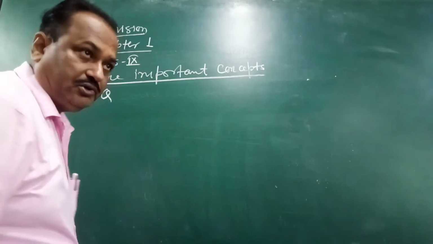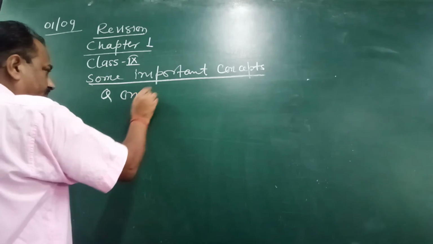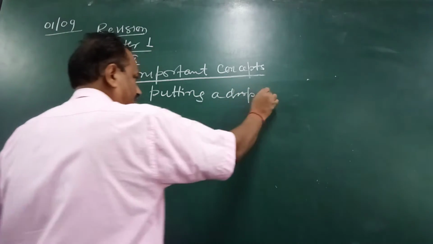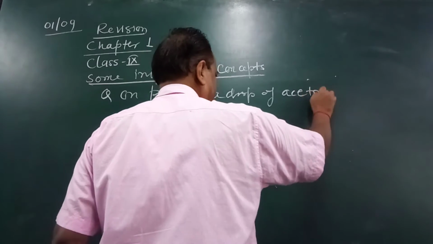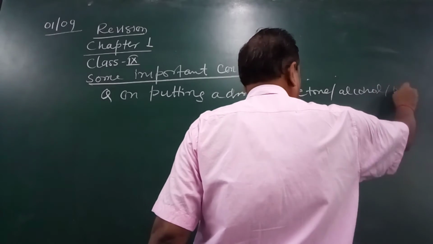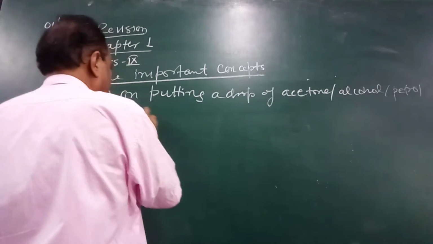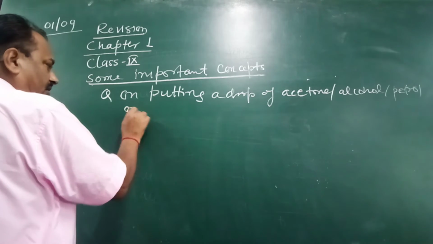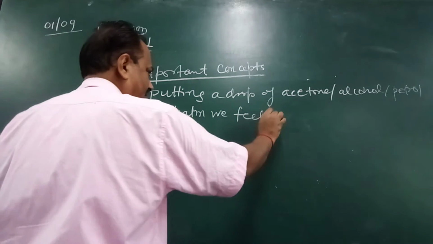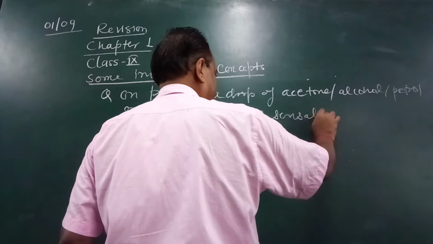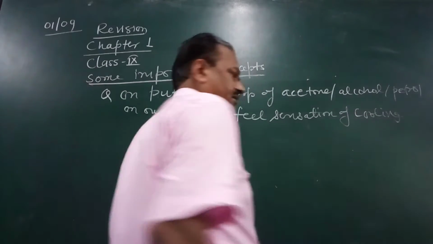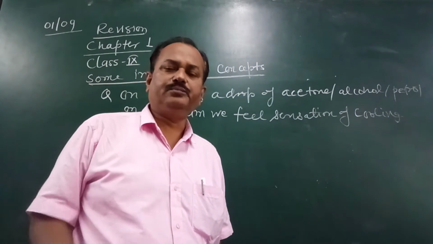explain the second very important point. On putting a drop of acetone or alcohol or petrol on our palm, we feel a sensation of cooling. This is also a very important point, a very simple point.